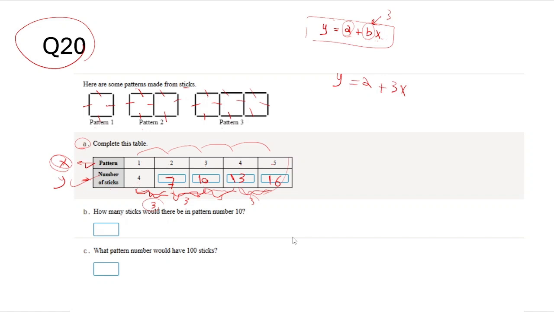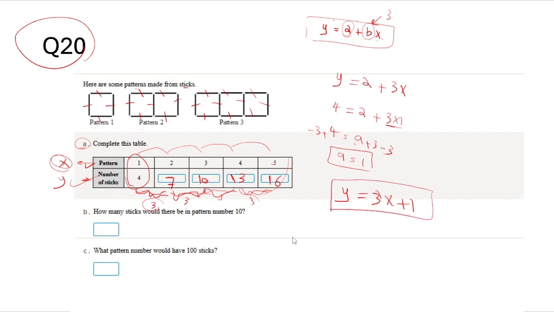That means let's take the first result, for example. Let's substitute x by 1 and y by 4. So y, which is 4, will be equal to a plus 3 multiplied by 1. So that means 4 will be equal to a plus 3. To get a, we subtract 3 here and subtract 3 here. So a will be equal to 1. So the equation will be y equals 3x plus 1.